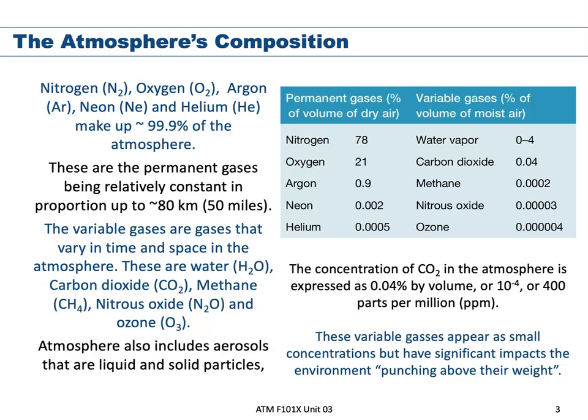Nitrous oxide is released by plants and is relatively inert in the troposphere, but becomes chemically active in the stratosphere. Ozone is formed by sunlight reacting with molecular oxygen. While ozone is a harmful pollutant in the troposphere, it serves as an ultraviolet shield in the stratosphere. These variable gases appear in small concentrations, but have significant impacts on the environment, and therefore are considered as being well able to punch above their weight.